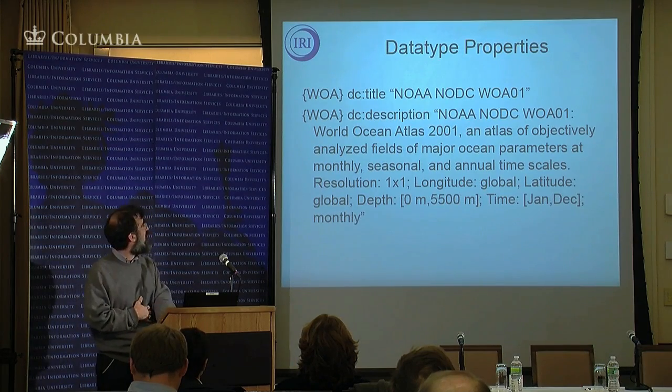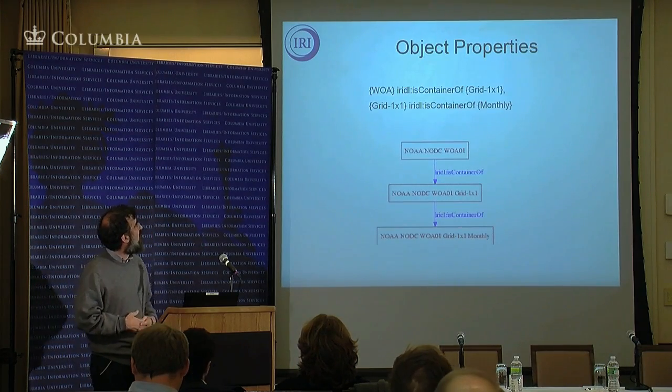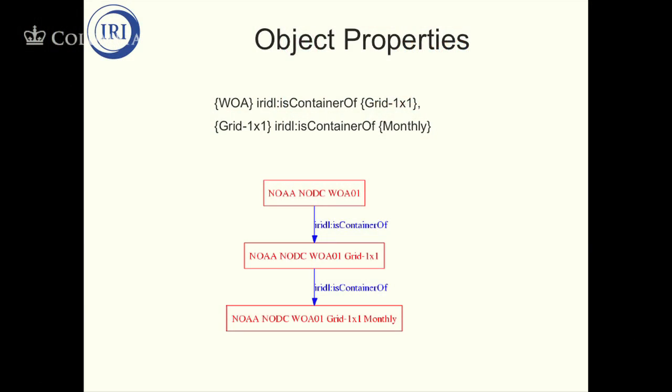All right, so data type properties are relatively simple, but there's another thing. There are object properties, and this is when, rather than pointing to a literal, it actually points to an identifier, and this is where the power builds up. So you're actually talking about relationships between things. In this case, I have a custom property, a data library property called isContainerOf. And I just have a little bit of nesting. So the World Ocean Atlas has a bunch of parts. And one of those parts is grid 1 by 1. And grid 1 by 1 has a bunch of parts.